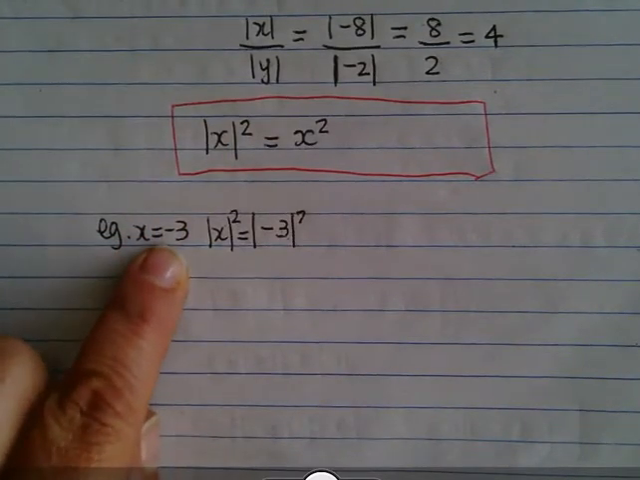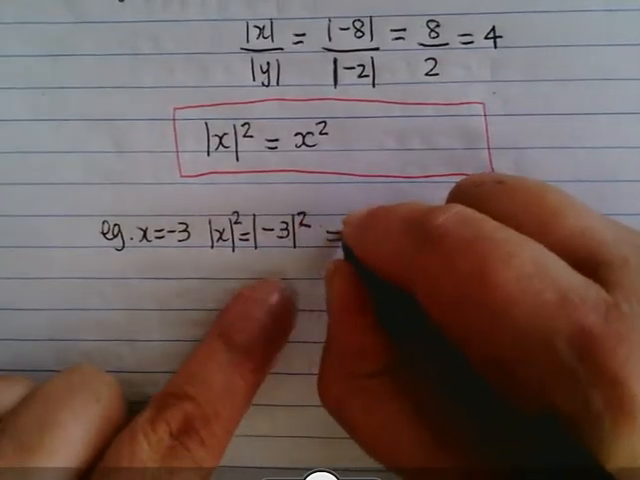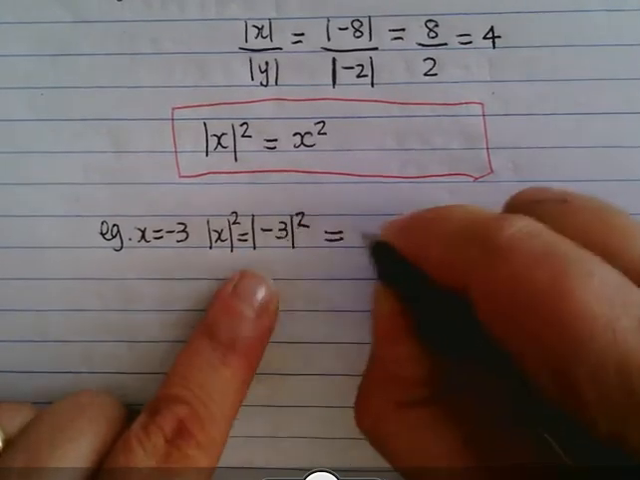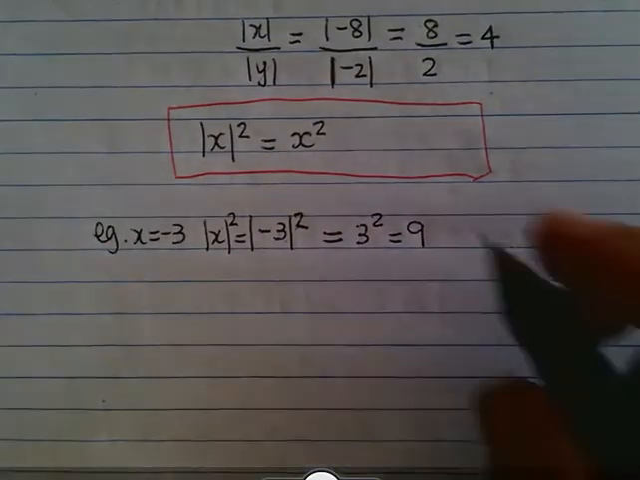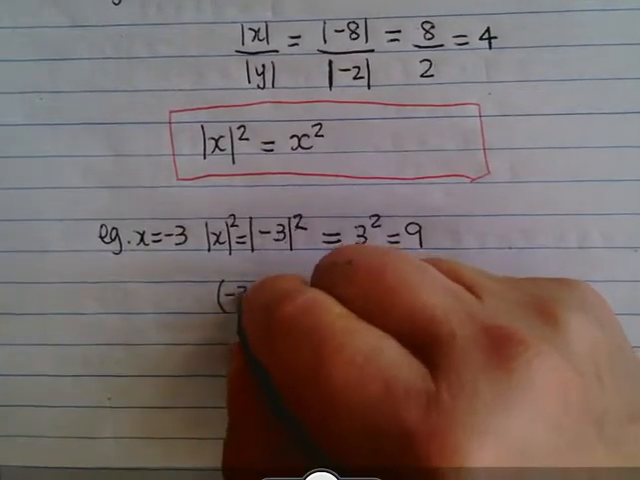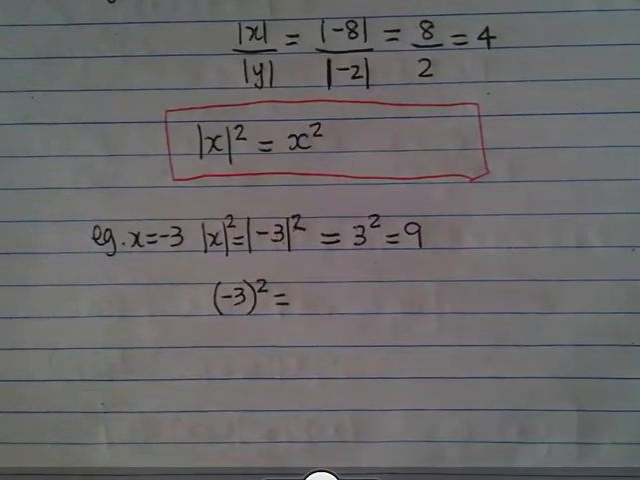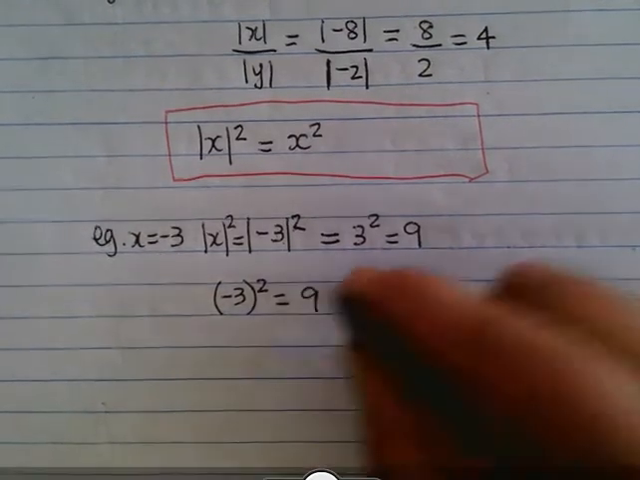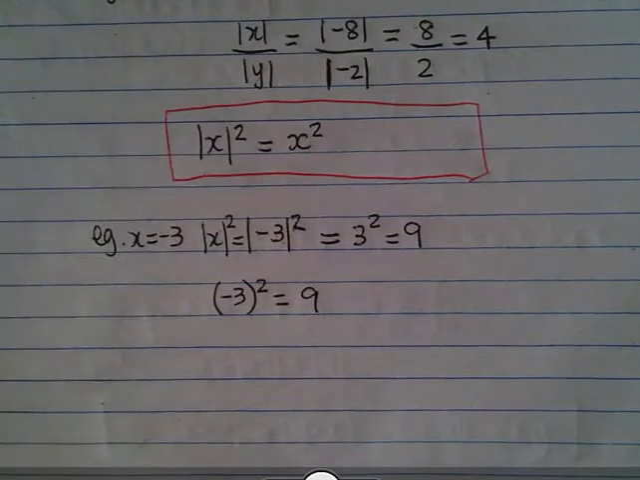If x is negative 3, I get the absolute value of negative 3 and then square it. What's the absolute value of negative 3? 3, and then square it and you get 9. Now, if x is negative 3, this second one is just telling me to do negative 3 squared on the right-hand side. It's just the number squared. What's negative 3 squared? 9. So, that's just a rule. When you square something, it becomes positive. So, that's another rule there.